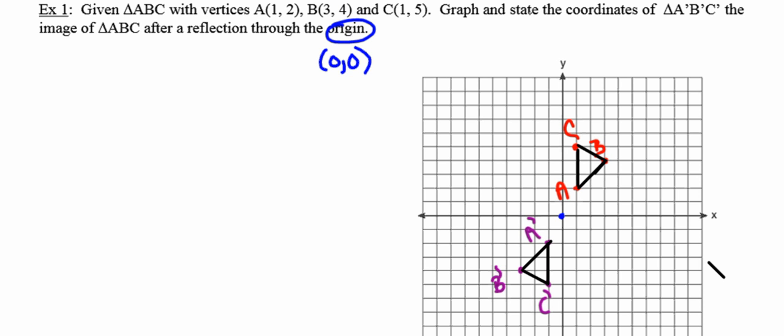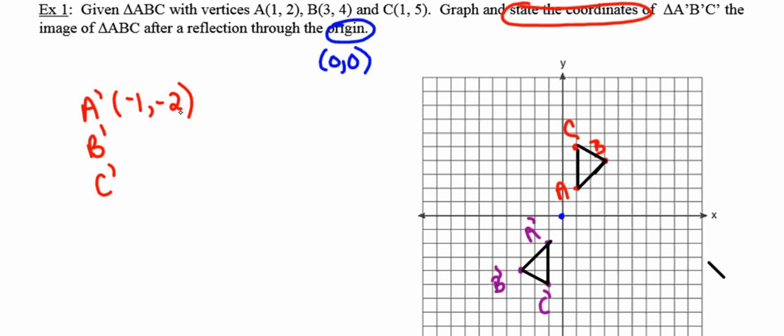And it says graph and state the coordinates. So not only do I have to draw the graph, but I need to make sure that I read and follow directions and state the coordinates. So point A prime has coordinates -1, -2. Point B prime has coordinates -3, -4. Point C prime has coordinates -1, -5.